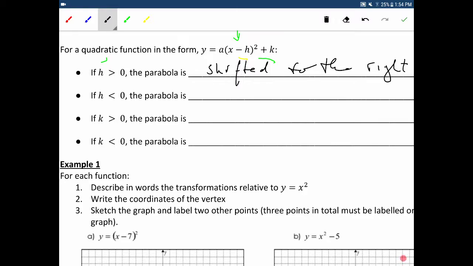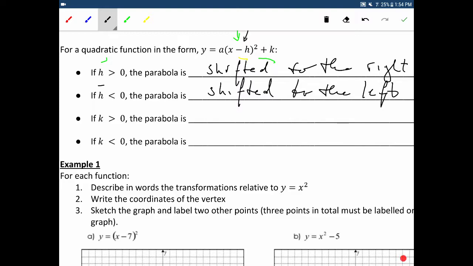If h is less than 0, then that means there's actually going to be a positive in between right in there. Okay, that's going to be positive if h is less than 0, because you'll have a negative negative. And if that's the case, then it's just shifted to the left. Okay, so if there's a positive, it's shifted to the left.